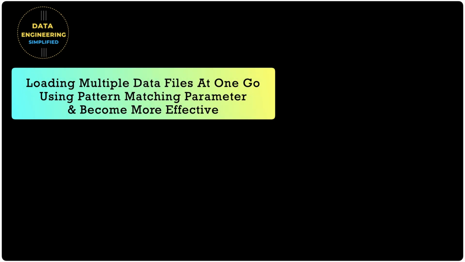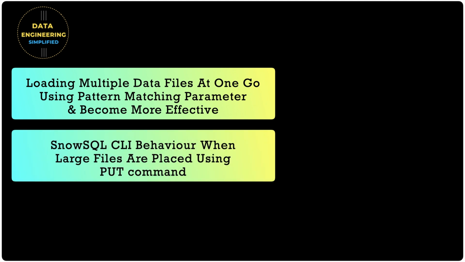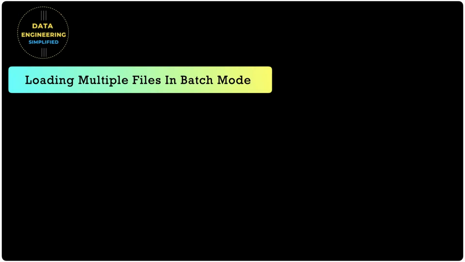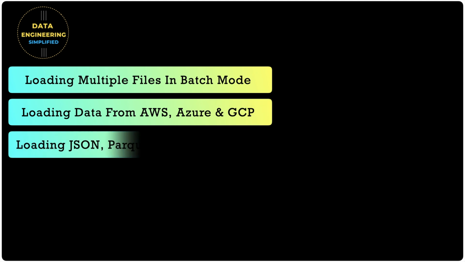from your local machine. Next set of videos will focus on the following: loading multiple data files in one go using the pattern matching parameter to become more efficient at loading data; SnowSQL CLI behavior when large data files are placed using the put command. Very interesting topic. The role of the parallel parameter while using the put command for large data files. There are many more scenarios to be seen and learned as a part of this playlist.